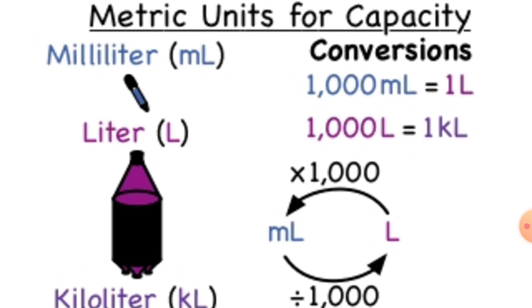Now, I want you to say along with me. In converting from liter to milliliter, you multiply by 1,000. Let me say that again. In converting from liter to milliliter, you multiply by 1,000. And in converting from milliliter to liter, you divide by 1,000. It's not confusing. You're going to understand better.